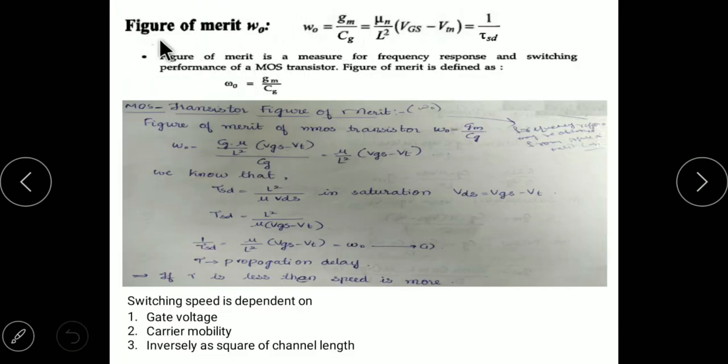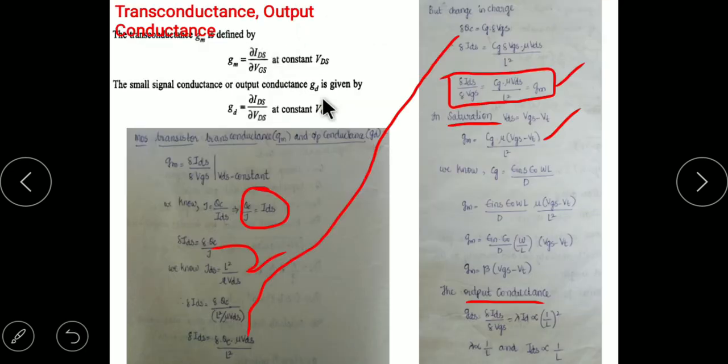The next parameter is the figure of merit, omega naught. Omega naught is equal to gm by CG. The figure of merit is a measure of frequency response and switching performance. By seeing the figure of merit, you can say what the performance of your MOS transistor is. It is defined as gm by Cg, where gm is transconductance and Cg is gate capacitance. What is gm? We have already derived it here.